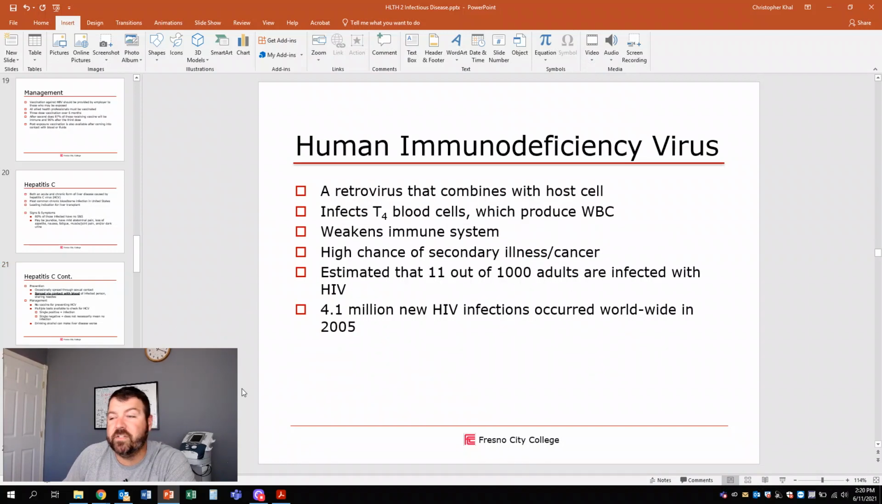All right, immunodeficiency virus. Okay, which is a retrovirus that combines with the host cells, infects the T4 blood cells, which produce white blood cells, and it weakens the immune system because obviously the white blood cells are now infected with HIV. High chance of secondary illness and cancer because your body now can't fight a lot of things because all your white blood cells don't work properly. Given I don't know when, I'm guessing both these stats are 2005. So estimated 11 out of 1,000 adults are infected with HIV. 4.1 million new HIV infections occur worldwide.